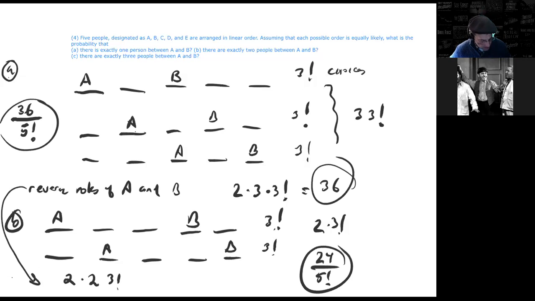5 factorial is 5 times 4 times 3 times 2 times 1. So what is that? That's 3 factorial 6, 24 times 5 is 120, right? So this would be 24 over 120. Okay, so that is part B.